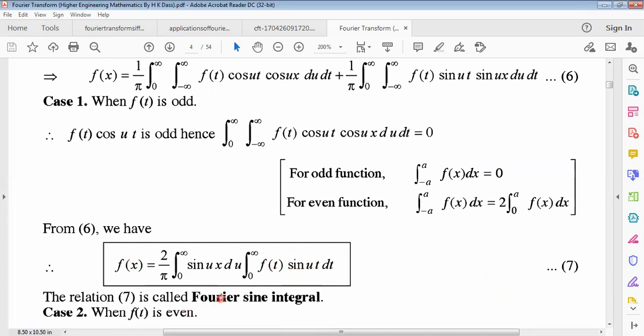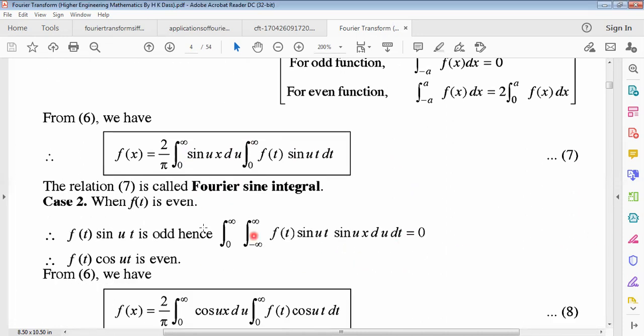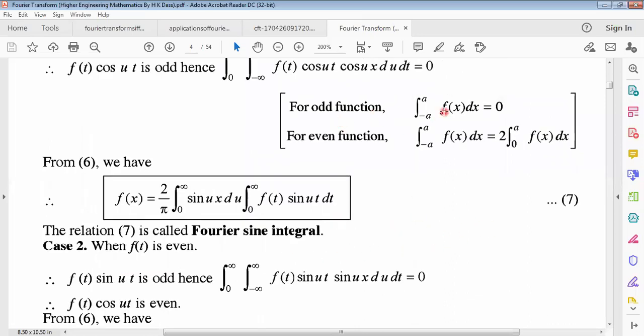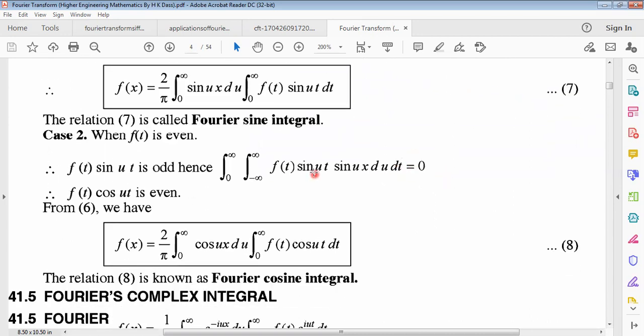And this is actually called the sine integral. This 7 is the sine integral. And the other way, if f of t is an even function, then f of t sine ut is odd, because you must know the sine function is an odd function. An odd function multiplied by an even function gives an odd function. This is why this whole integral becomes 0, because for an odd function the definite integral has value 0. This is why the integral with sine ut and sine ux becomes 0.